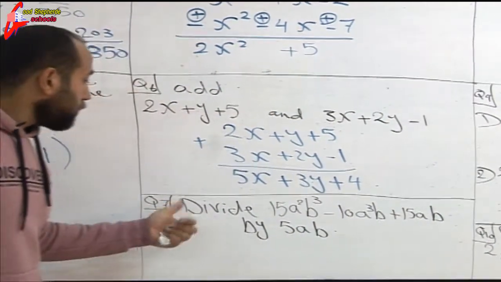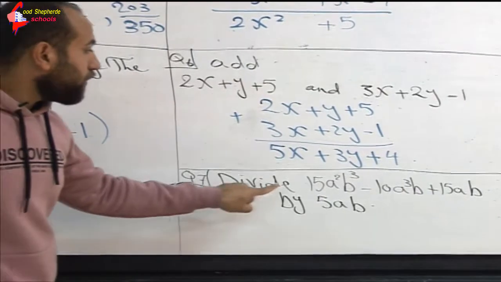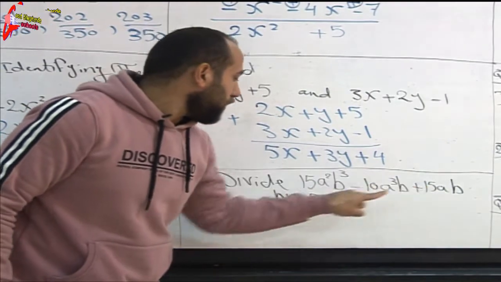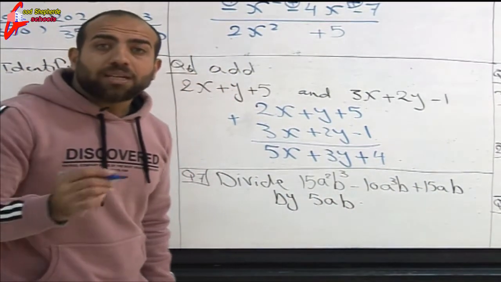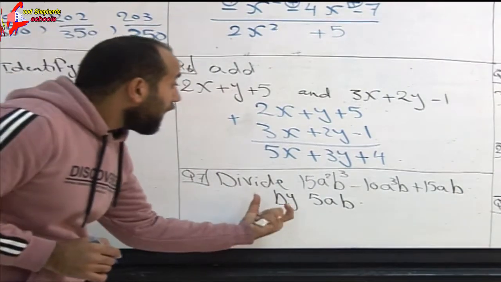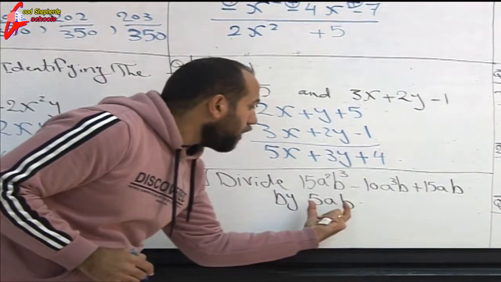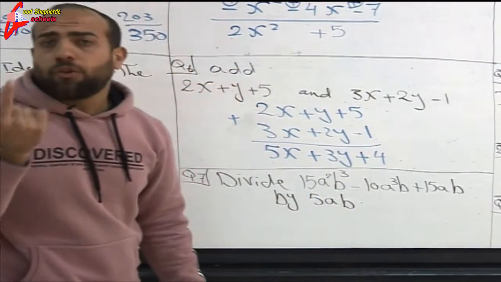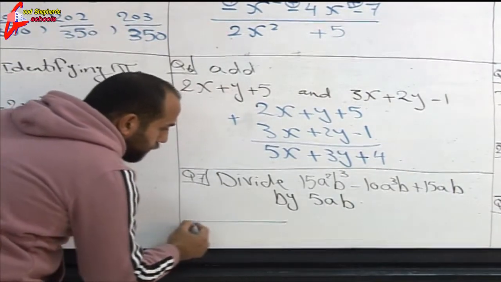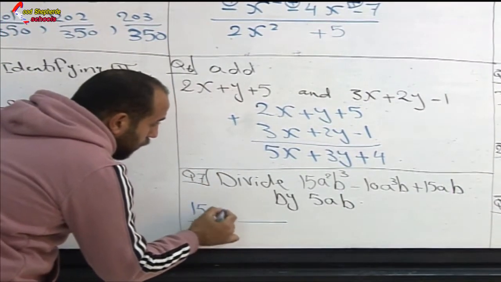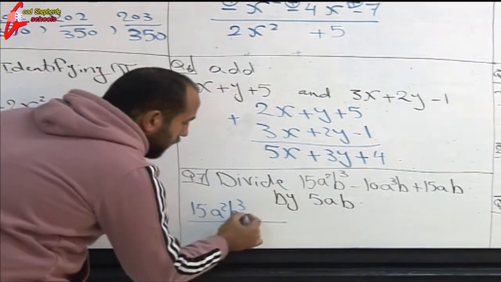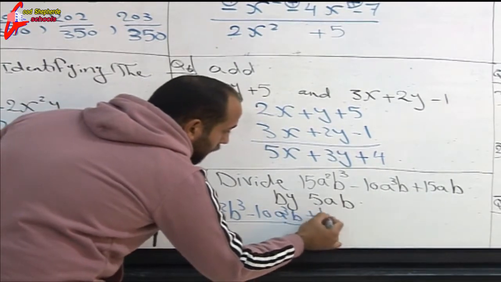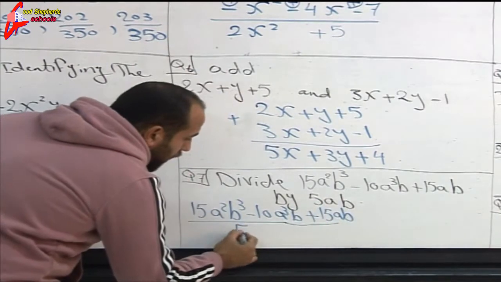Okay? Let's move to question number 7. Divide 15a^2b^3 minus 10a^3b plus 15ab by 5ab. When I say divide, it's dividing an algebraic expression by a monomial. A monomial means an algebraic expression that consists of one term. So, 15a^2b^3 minus 10a^3b plus 15ab over 5ab.